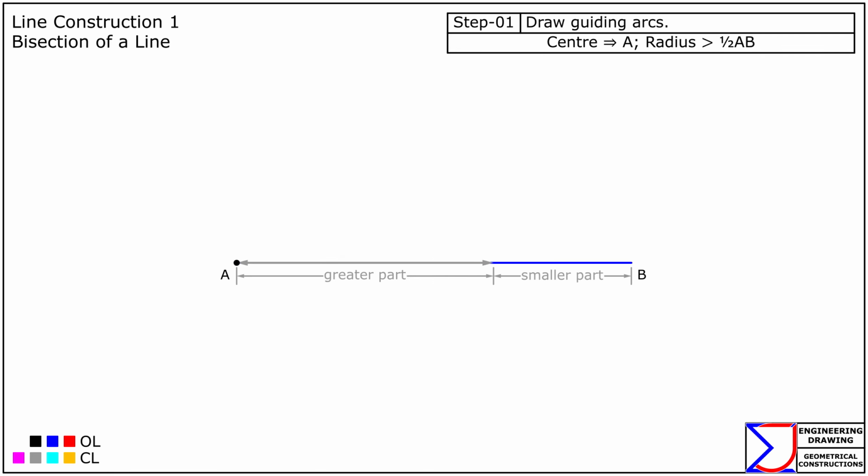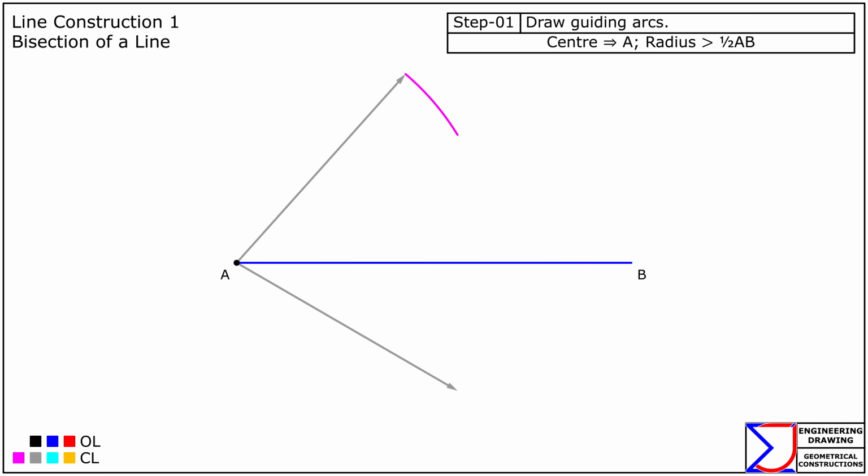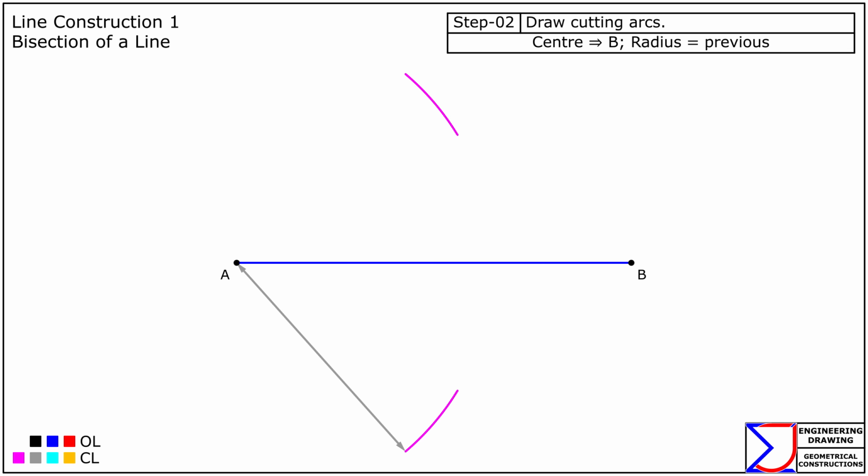First, with A as the center and a radius greater than half of AB, draw arcs above and below the line. After that, with B as the center and using the same radius, draw arcs to intersect the previous arcs at points C and D. Finally, join C and D.